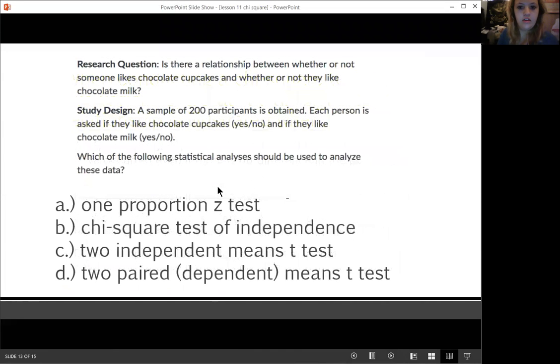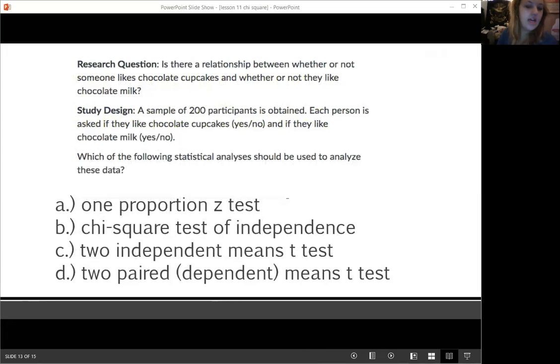All right, another research question. Is there a relationship between whether or not someone likes chocolate cupcakes and whether or not they like chocolate milk? Definitely a relationship. No, I'm just kidding. I don't know. Okay, a sample of 200 participants is obtained. Each person is asked if they like chocolate cupcakes, yes or no, and if they like chocolate milk, yes or no. So which of the following statistical analyses should we use to analyze these data?